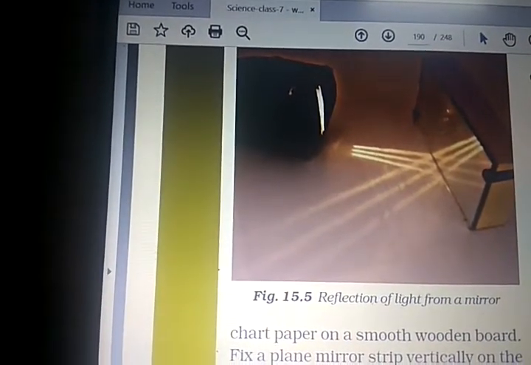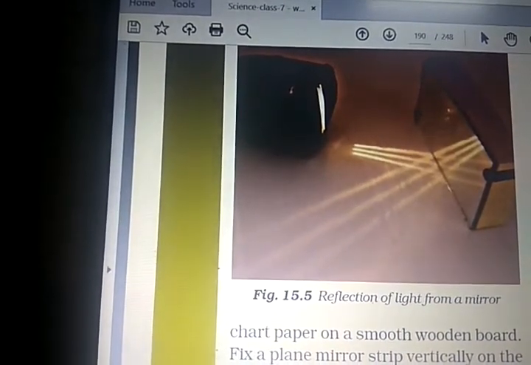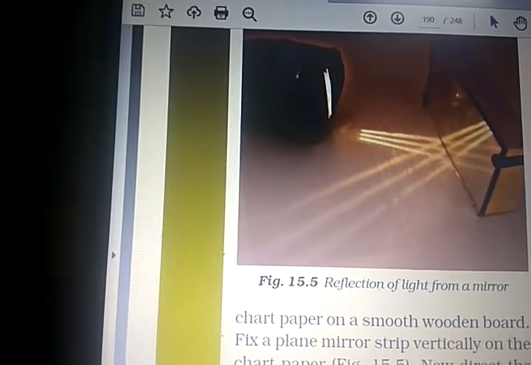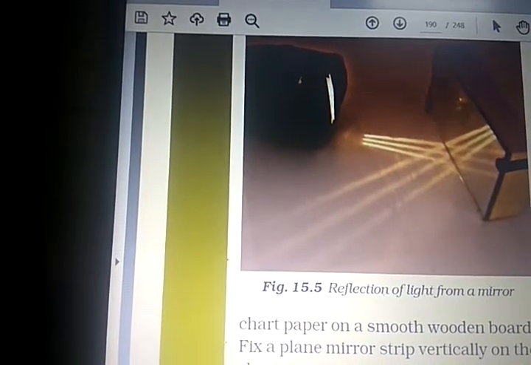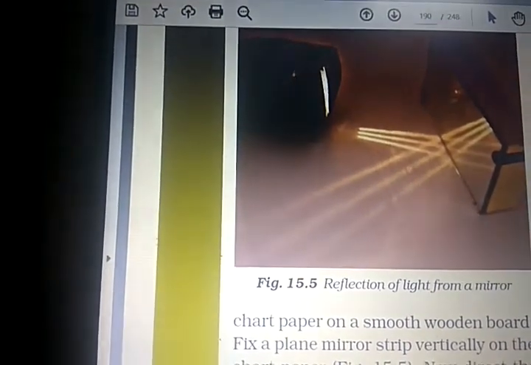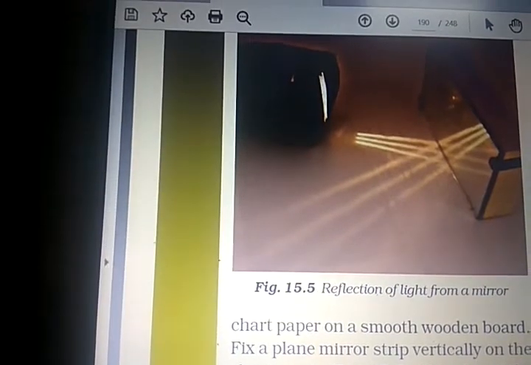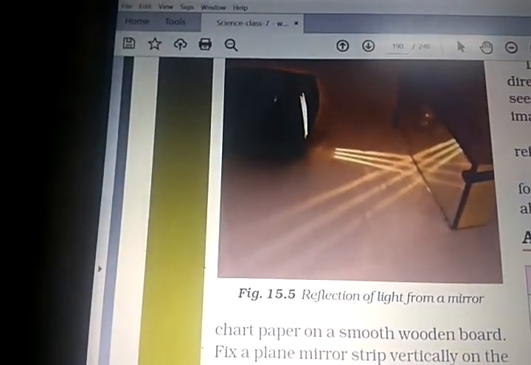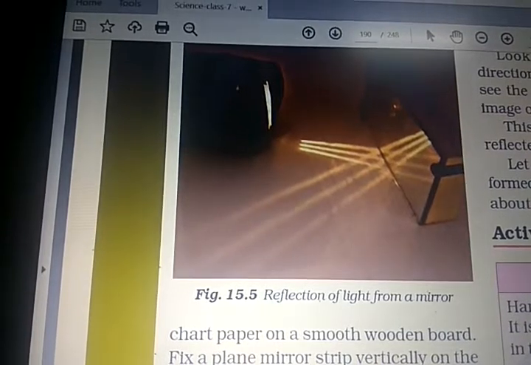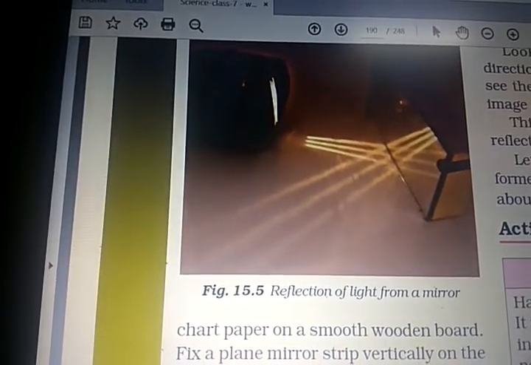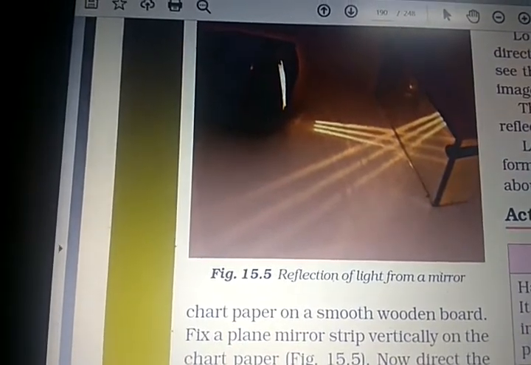Here you can perform the activity by taking a mirror and a torch. When you switch on the torch, the path of the rays will be deflected, as you can see. The first time the rays are incident, and then they go back. So the path is deflected. By this activity you can clearly see that the bouncing back of light is reflection of light.